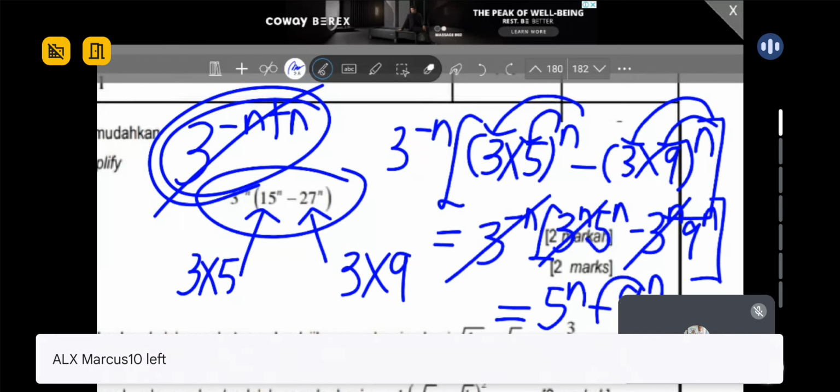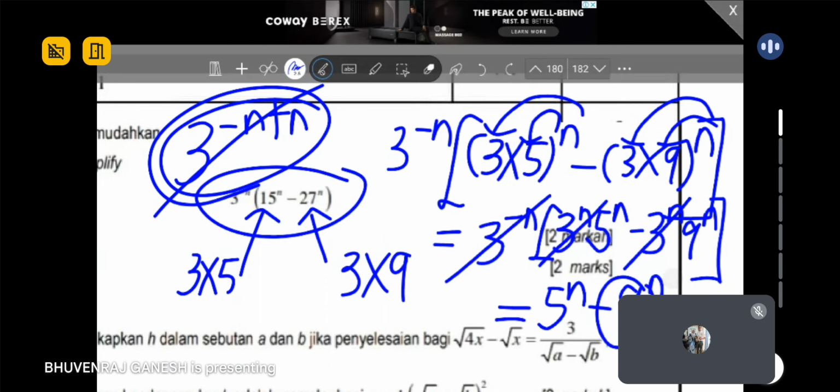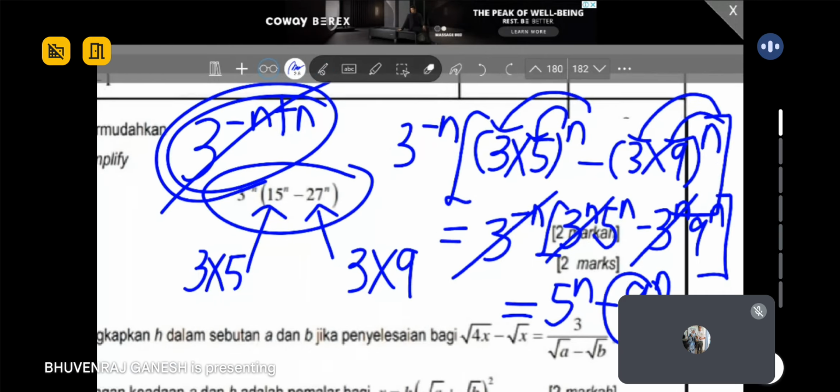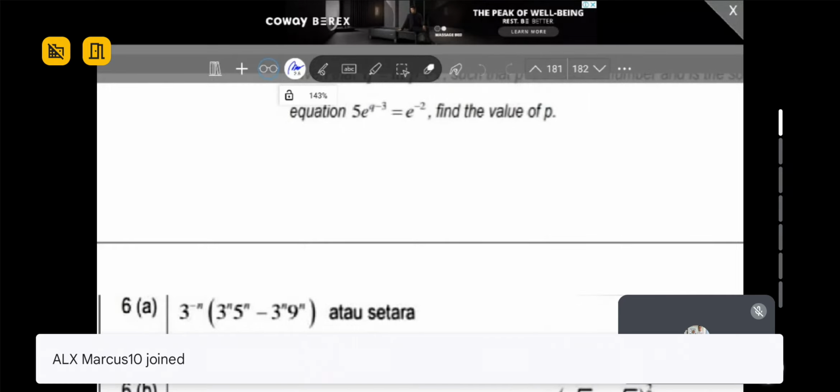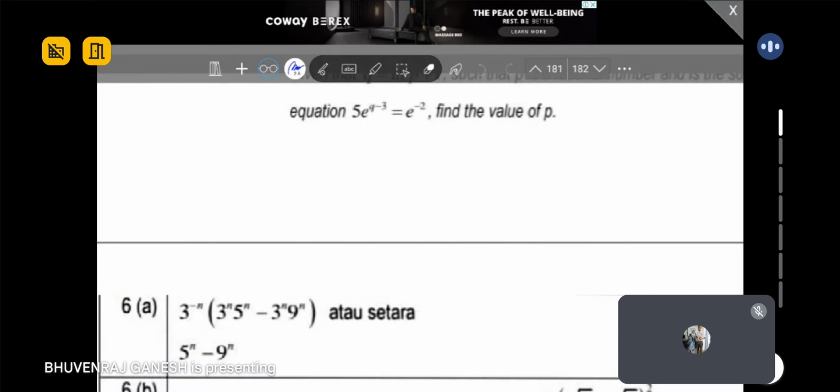You can write it here also as 3 power 2n. So 5 power n minus 3 power 2n, that answer is also fine. This one also can. Alright? So for your final answer, this is how you solve it.